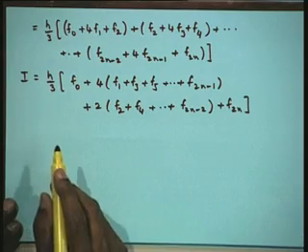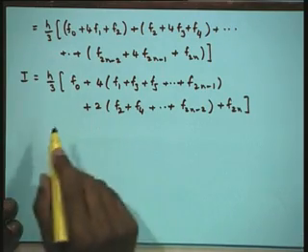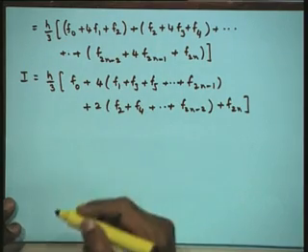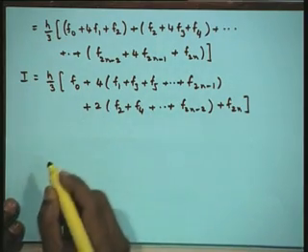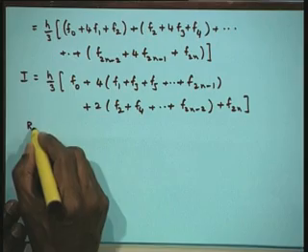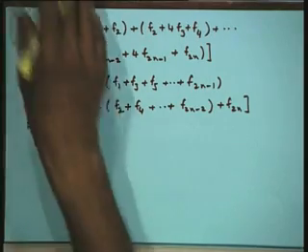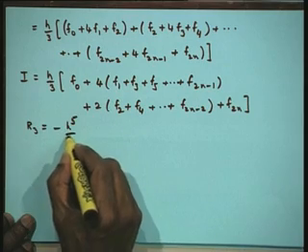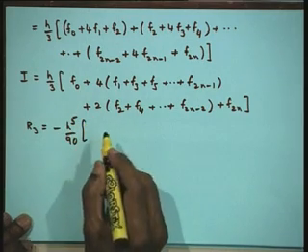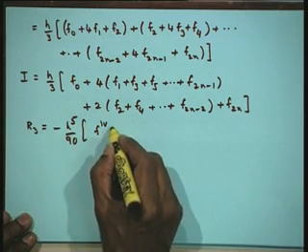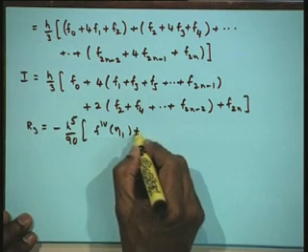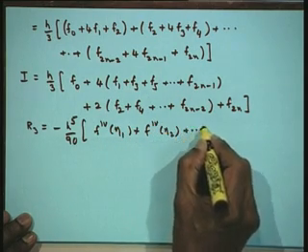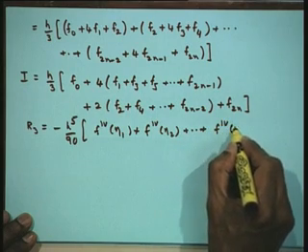Let us also obtain the expression for the error in the composite rule, so that we can make some comments about the behavior of the error. Now, let us write down the error R3. We had written it as minus h5 divided by 90 of the fourth derivative at some eta 1, the fourth derivative at eta 2, the fourth derivative at eta n.